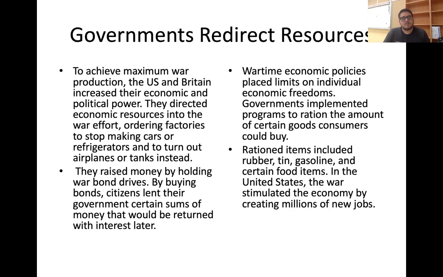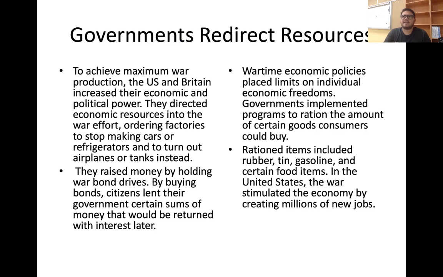To achieve maximum war production, the US and Britain increased their economic and political power. They directed economic resources into the war effort, ordering factories to stop making cars or refrigerators and to turn out airplanes or tanks instead. So when we're talking about the United States, a lot of the older manufacturing factories, especially in Detroit and Chicago and the Midwest in general, are going to have a shift of focus.